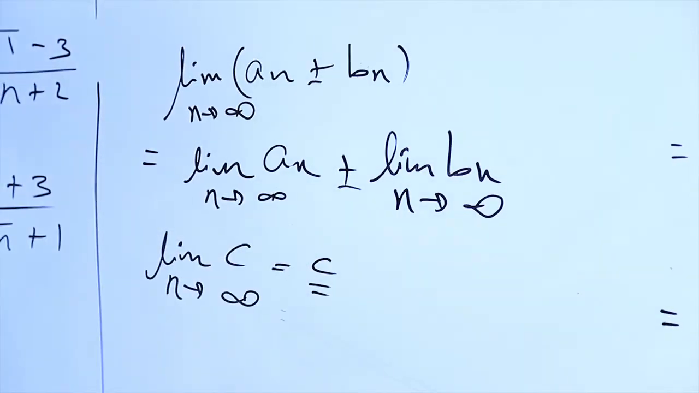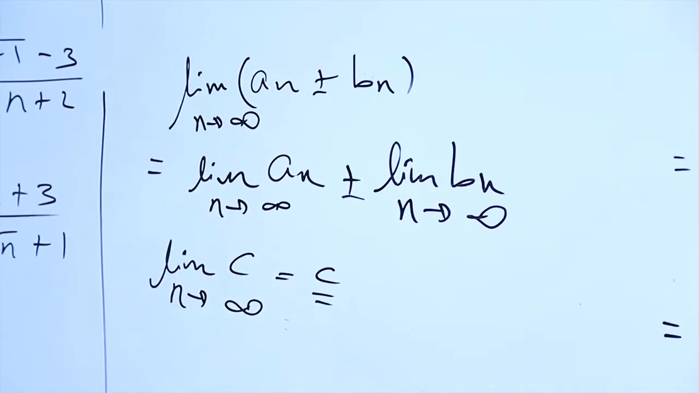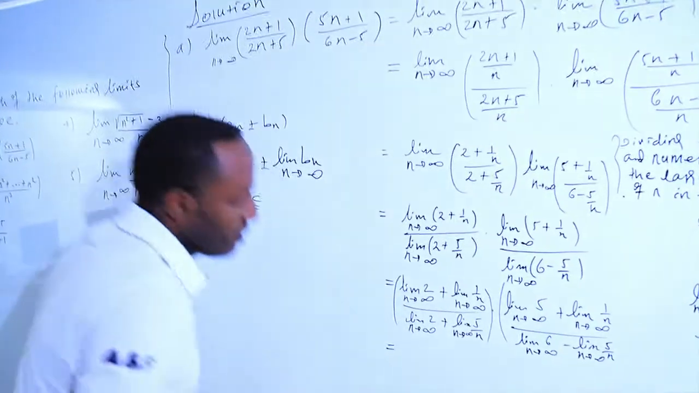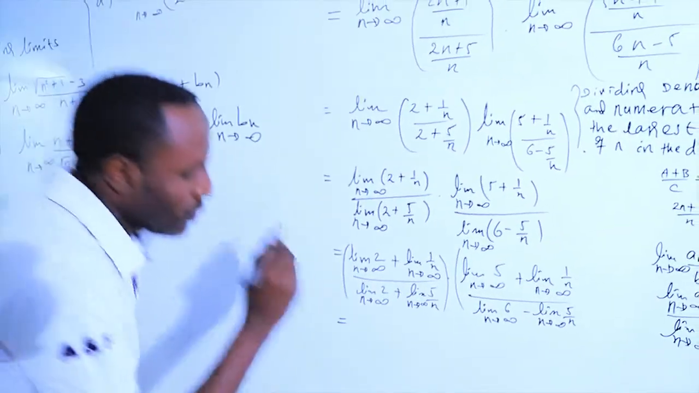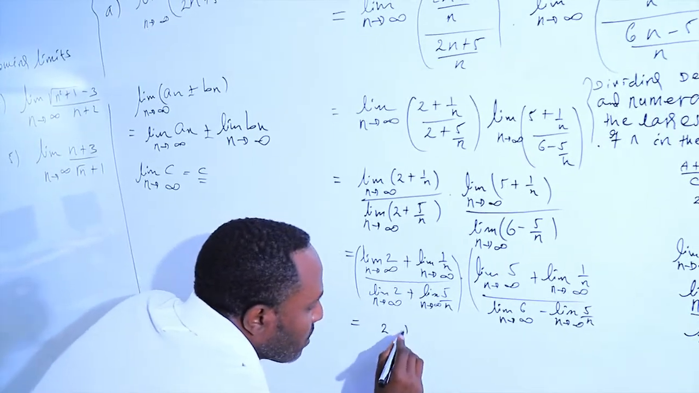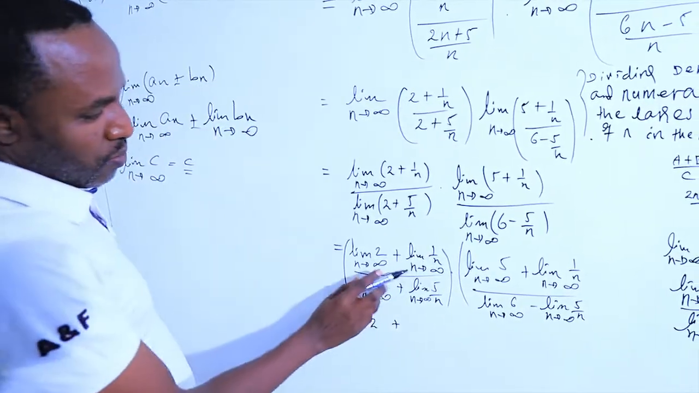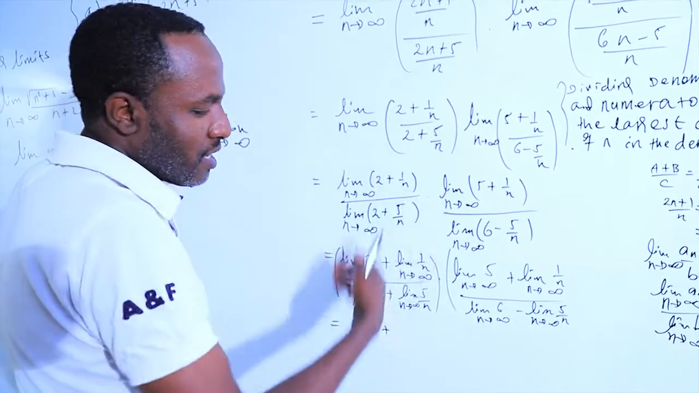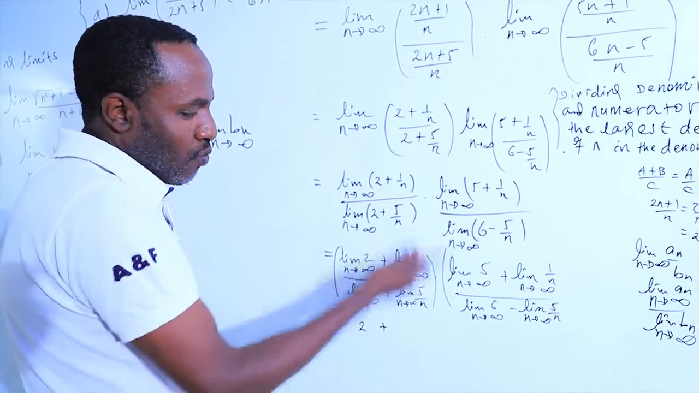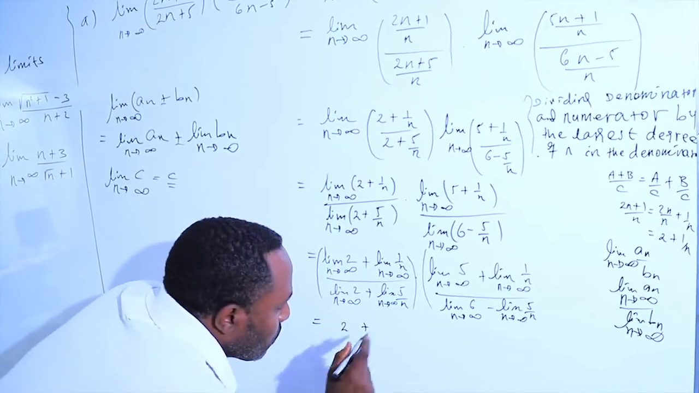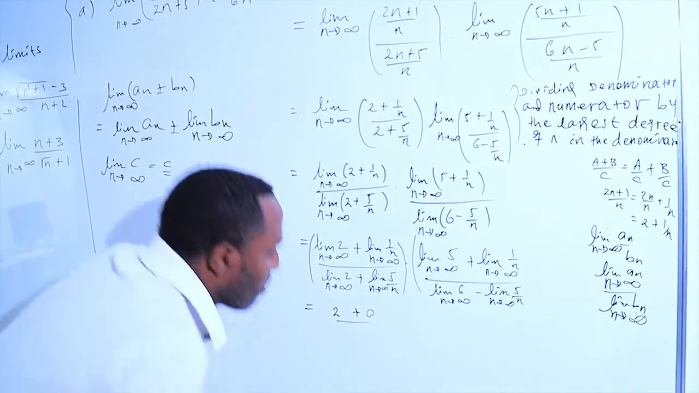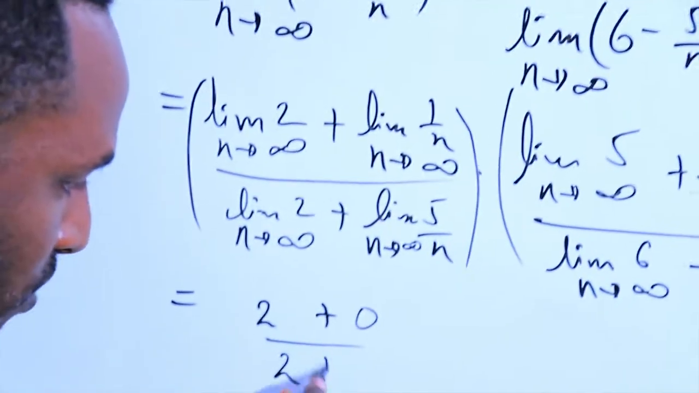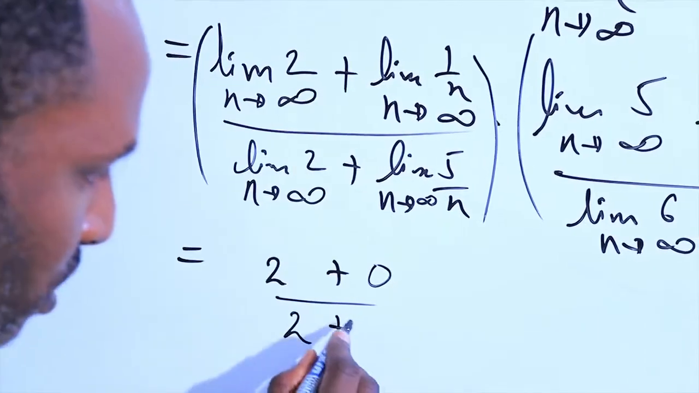So the limit of any constant sequence is always the constant itself. Therefore, here we can evaluate the limit of 2 as n approaches infinity, which is 2, plus the limit of 1 over n as n approaches infinity. When the value of n becomes larger and larger, the value of 1 over n becomes, say, 0. So this result is 0.